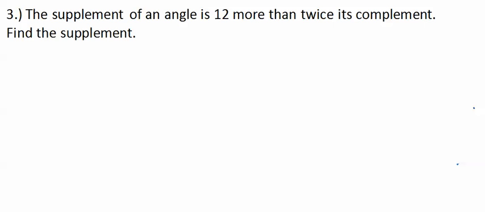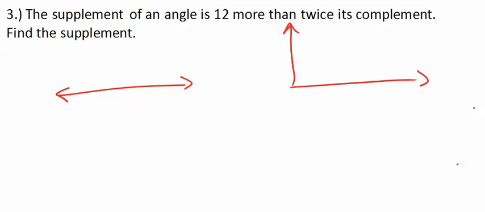In this last problem, it talks about supplement and complement angles, stating the supplement of an angle is 12 more than twice its complement. Again, let's visually look at what this would look like. Here we have a straight angle. Here we have our right angle. Again, supplement would mean two angles. Complement would also be two angles.